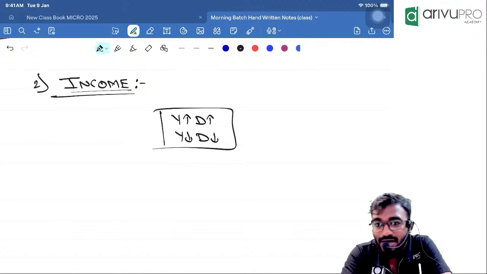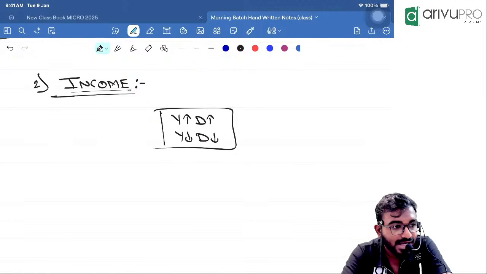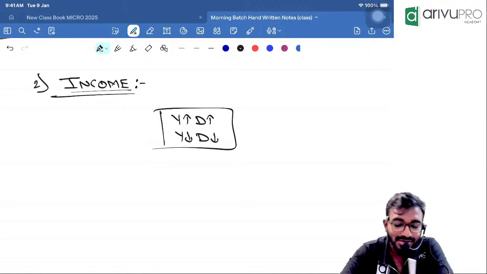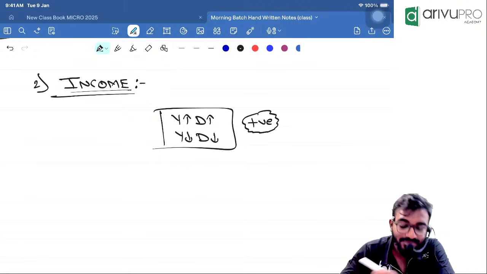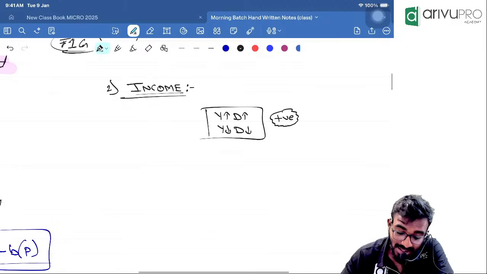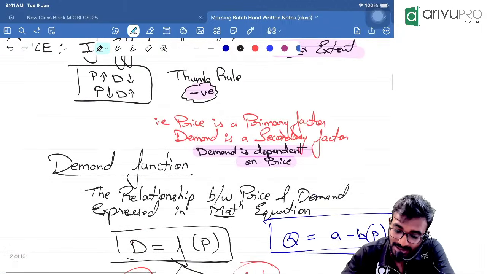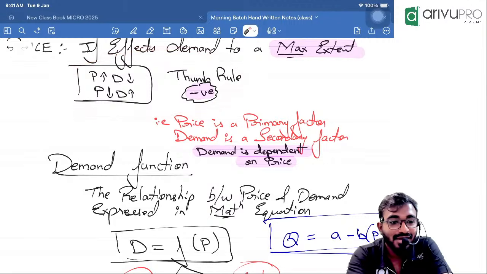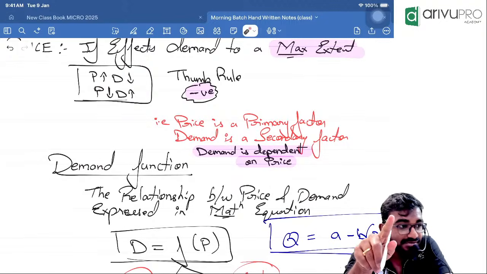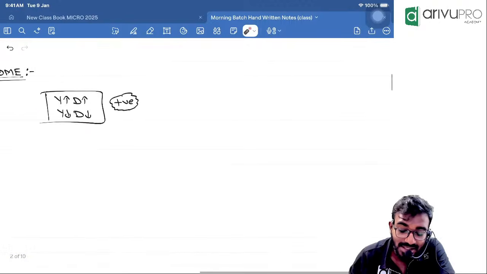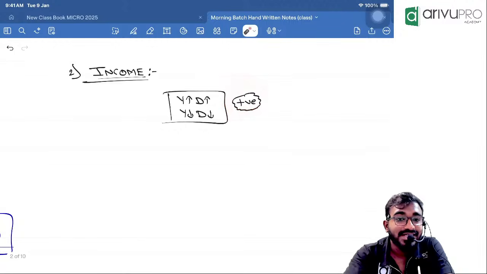Now observe the arrow marks. Are they in the same direction or opposite direction? Positive or negative relation? Income and demand have a positive relation. But price and demand, the main thumb rule of the demand chapter, are inversely related. Whenever we speak from the price point of view, price and demand are inversely related, but income and demand in general have a positive relation.